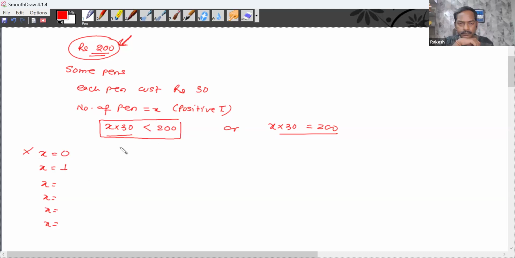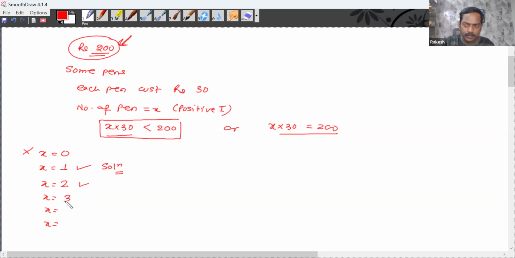For x equal to 1, I would be spending 30 rupees. Is it allowing my pocket? Yes, I have 200 rupees, so I can buy one pen by spending 30 rupees. So this is satisfying this inequality. That means this is part of the solution. Buying one pen is allowed. Can I buy two pens? Yes. 2 into 30 would be 60. Again, 60 is less than 200.